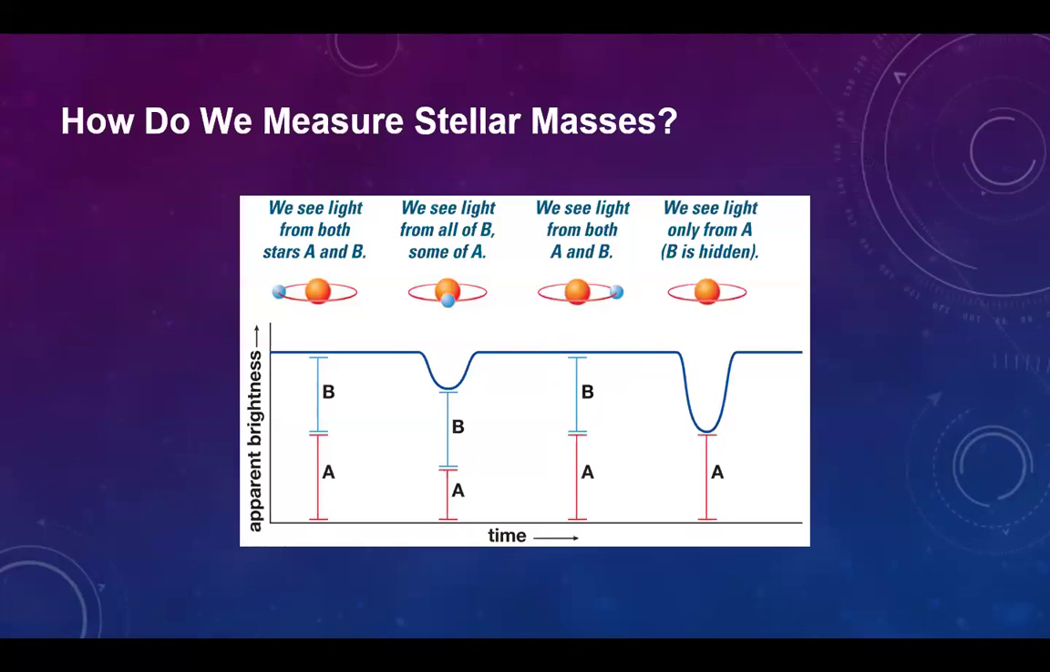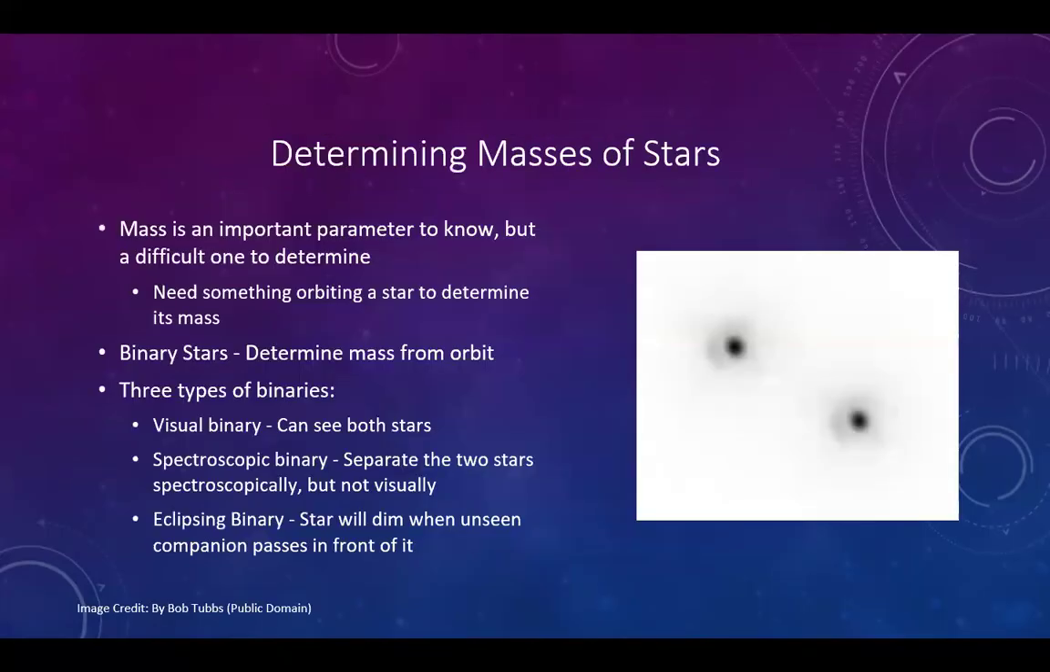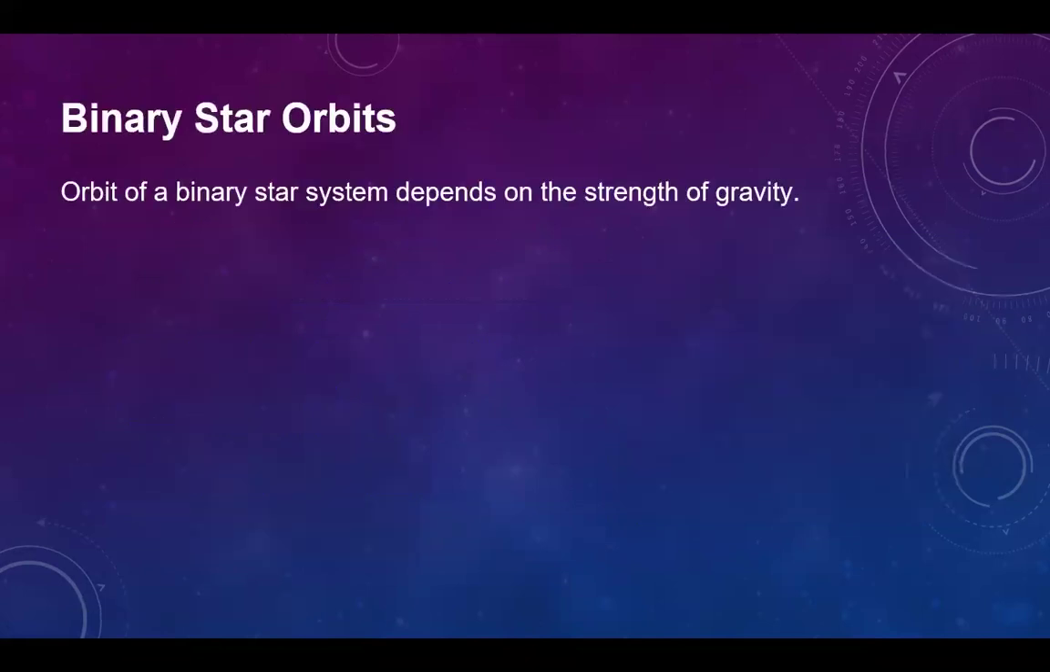So how do we measure the stellar masses? Well, we use Kepler's third law. If we have a star that's a visual binary where we can see both, we can measure their orbits and use Kepler's third law. For a spectroscopic binary, we can separate the 2 stars spectroscopically. We can get their velocities and their periods. That's enough to figure out their masses. And for an eclipsing binary, it's a little trickier, but you can get similar information.